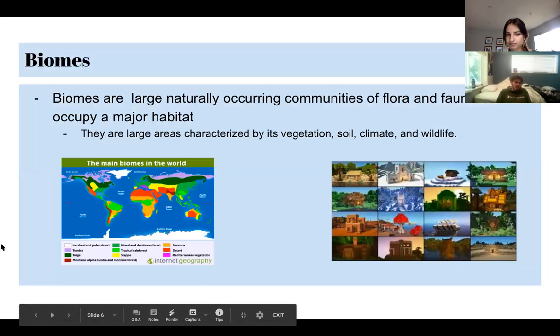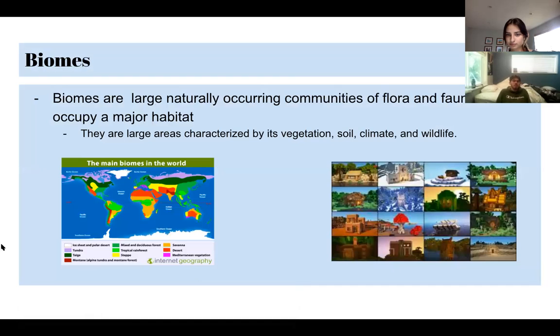Biomes are large, naturally occurring areas or communities of flora and fauna that occupy a major habitat. They're characterized by vegetation, soil, climate, and wildlife. And generally, they're dictated by their physical location and the average temperature in those locations. As you can see, the areas near the equator are a lot more tropical, a lot more warm and humid, while the areas near the poles are more dry and desolate.